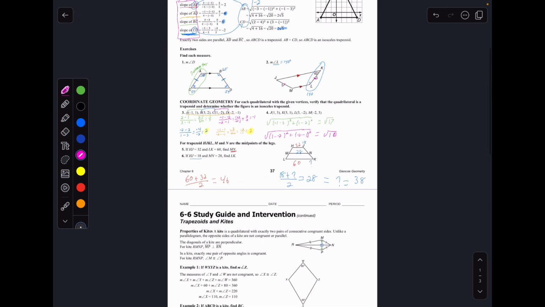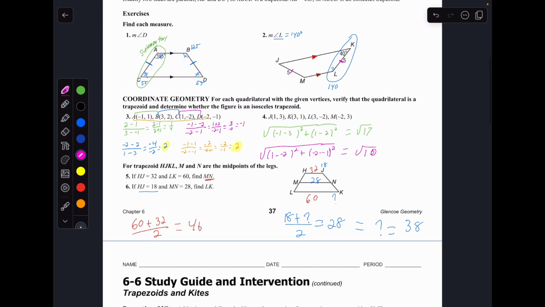These are easy problems. The ones that you need to pay the most attention to for today's assignment are going to be problems 3 and 4. I know that I only did 3, but number 4 is done exactly the same way. And now, do your Delta Math assignment.